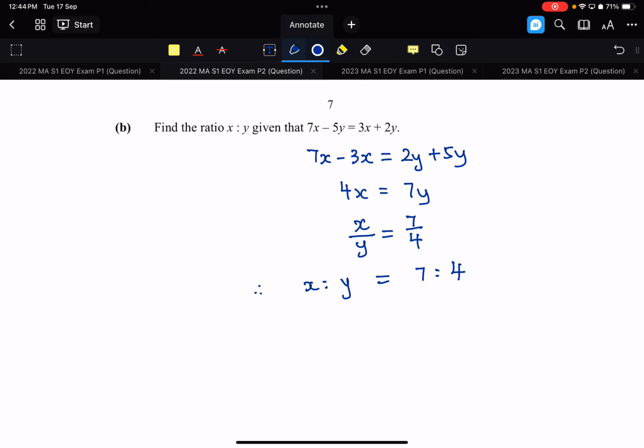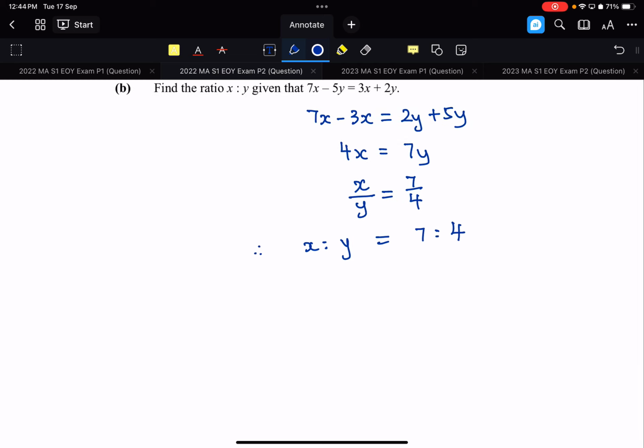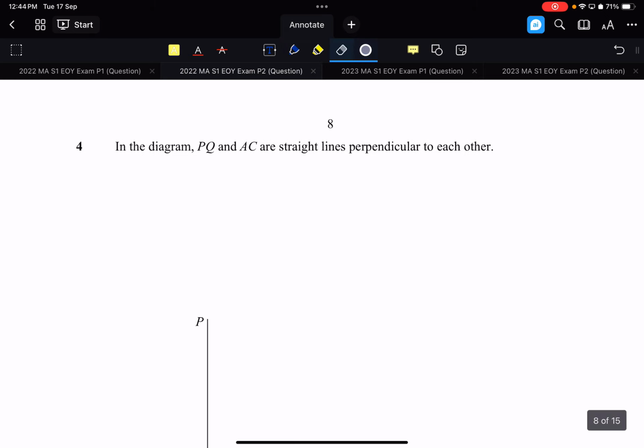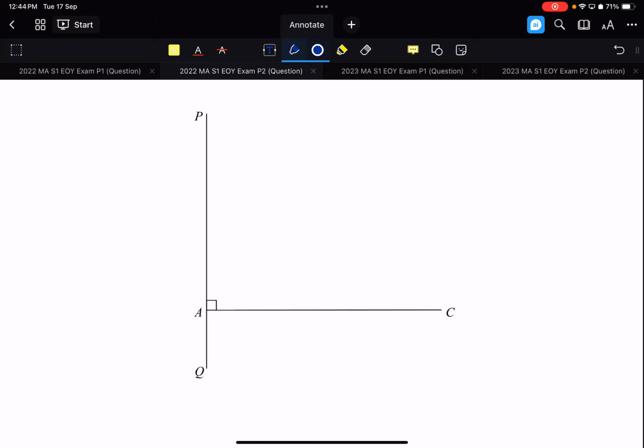Right. Now question 4. Question 4 not tested this time round. Feel free, so we will skip that. Okay, we can skip question 4. Going down.